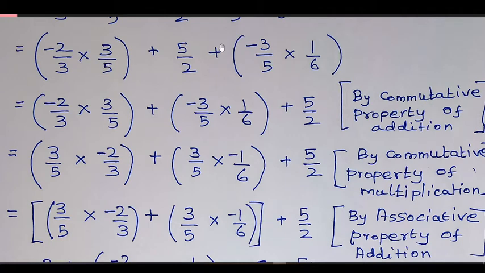So the 3 by 5 is in these two terms. I want to take 3 by 5 as a common number to multiply from these two terms.